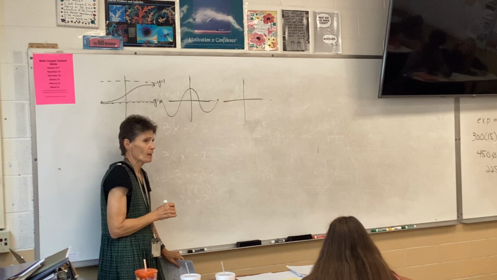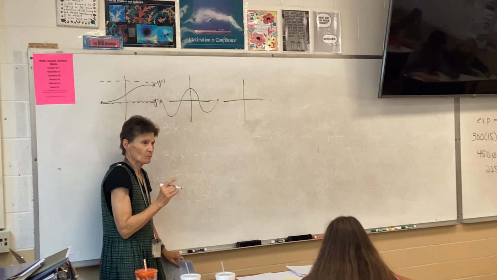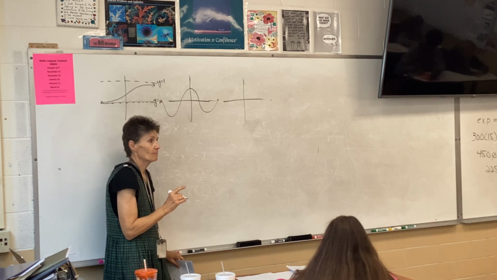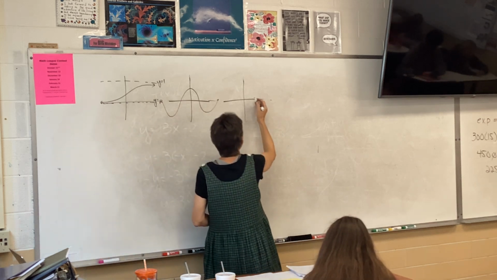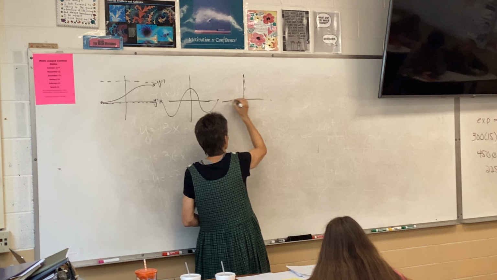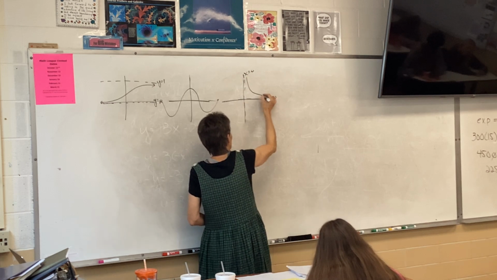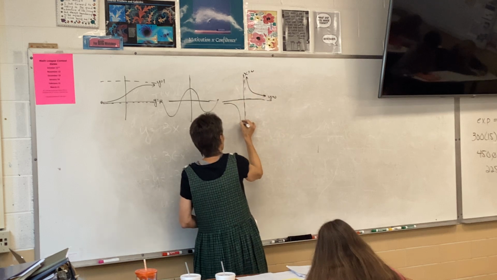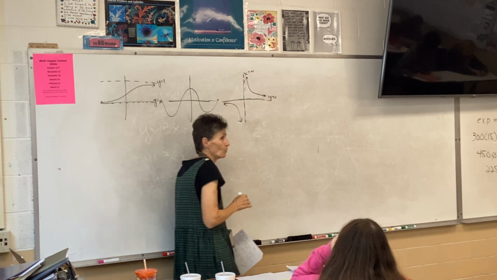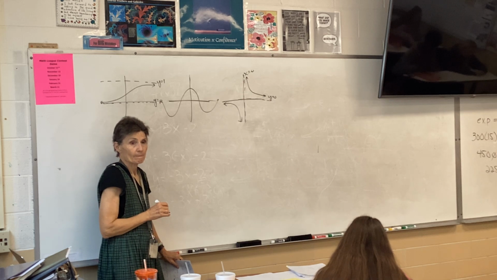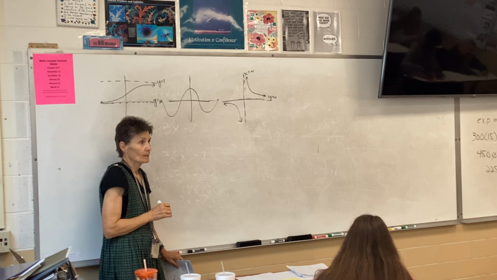What's 1 over x? That's reciprocal. Anybody know what the reciprocal looks like? That's right, Maeve. It's the one that's got an asymptote here and here. And then it's got a branch up here and a branch down here. That is your reciprocal function. Righto?